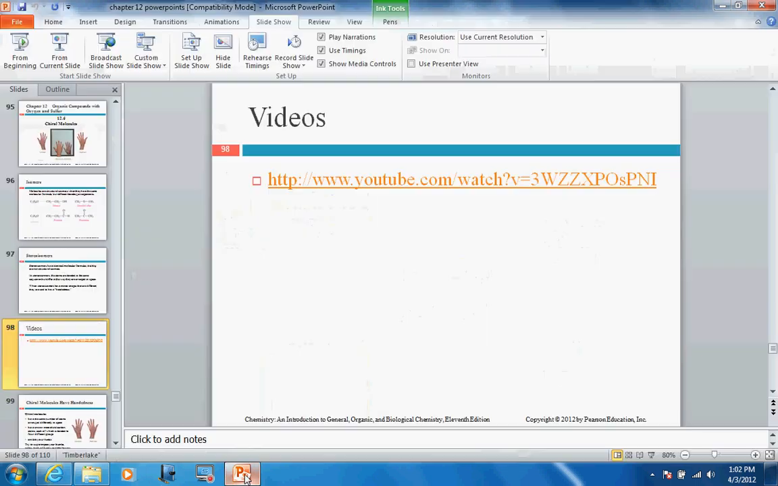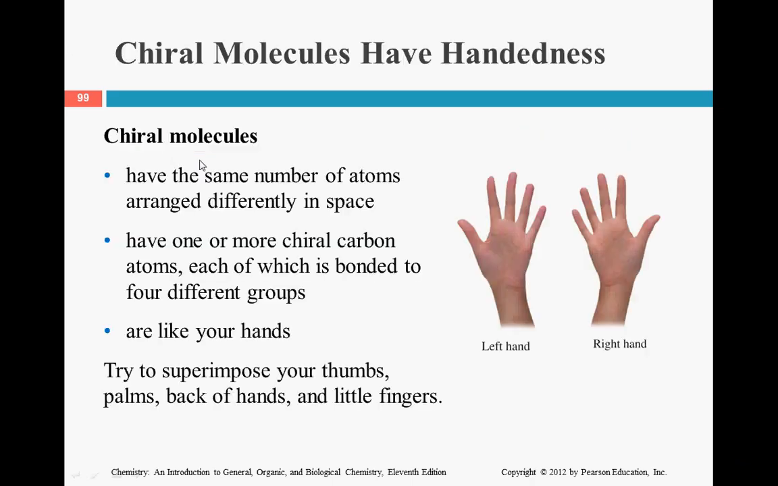Okay, so let's go back to our PowerPoint. Hopefully that was able to clear some stuff up. So when we're looking at this, we have a left hand and a right hand. If we try to overlap our hands, we'd have a thumb here and a thumb here. You cannot overlap them perfectly. And that means that our hands are chiral because they don't overlap perfectly.